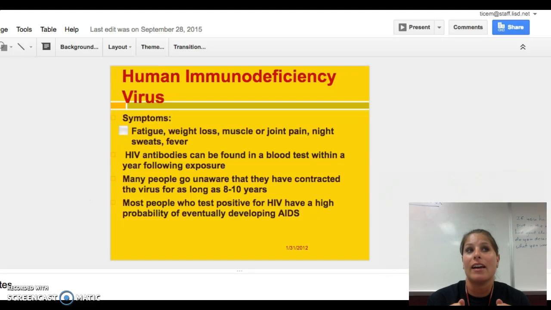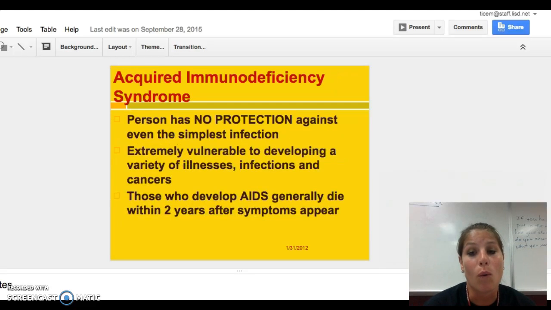So HIV is kind of the stepping stone to AIDS, okay? People that have HIV will end up developing AIDS, which is acquired immunodeficiency syndrome. Okay, that's what AIDS stands for. This is the worst case scenario.